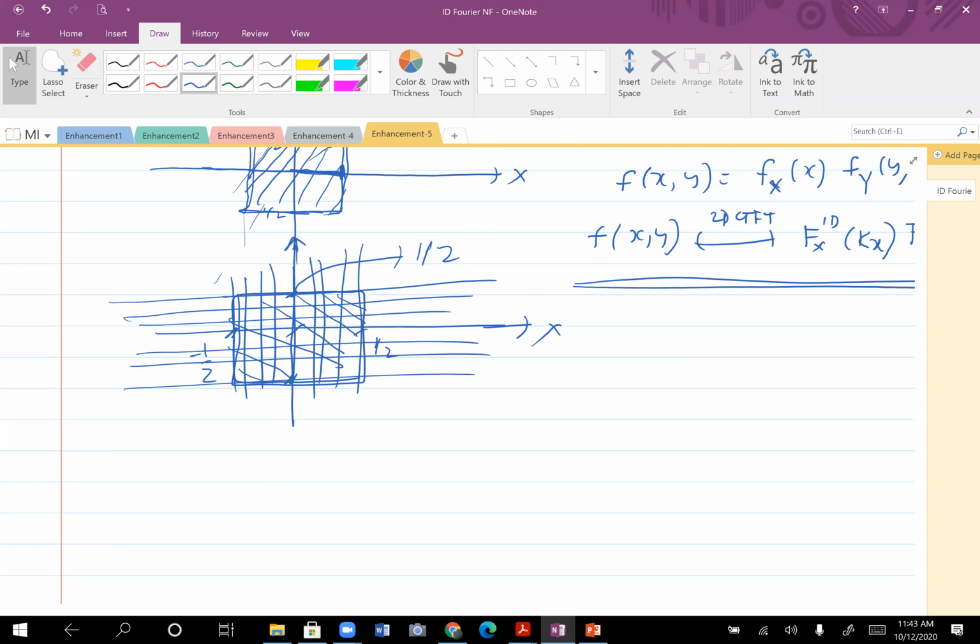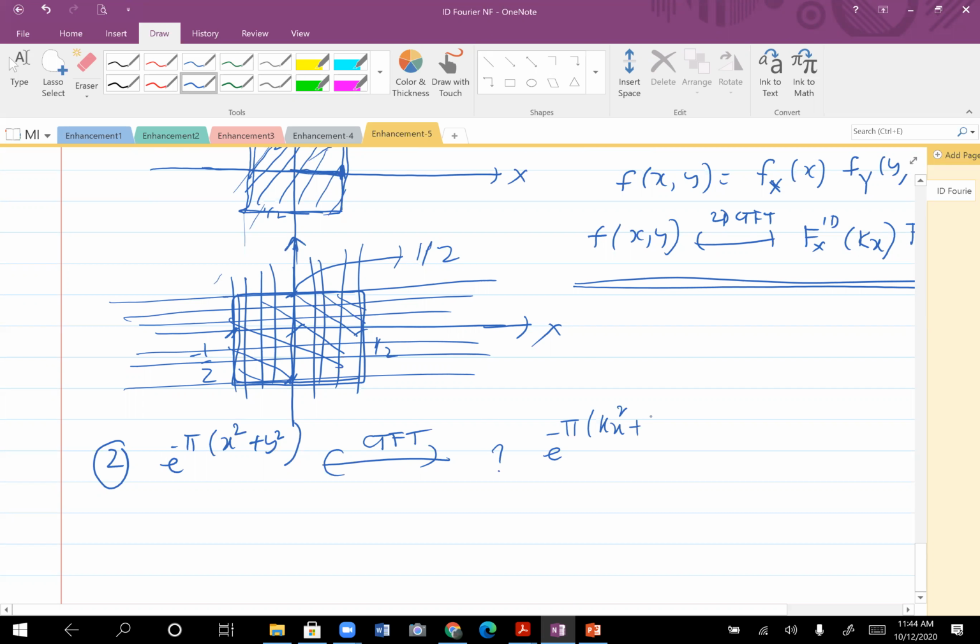Okay, good. After this box function, another example I'll take a look at is e power minus pi of x square plus y square. Can you tell me what would be the CTFT of it? E power minus pi kx square plus ky square. Good.